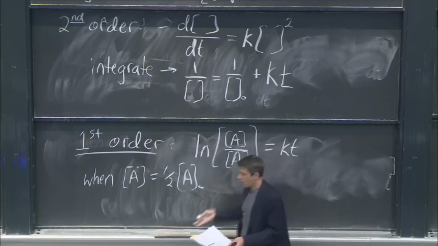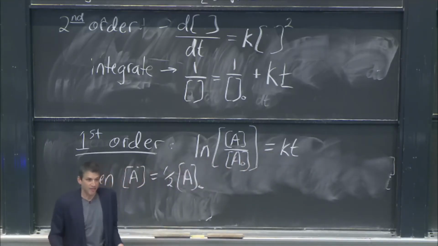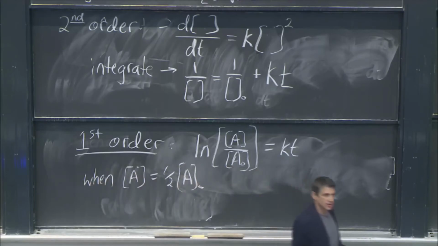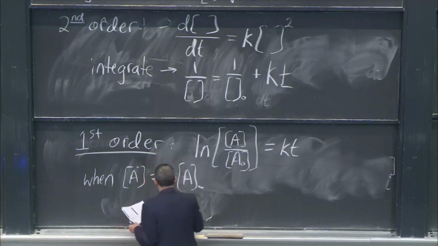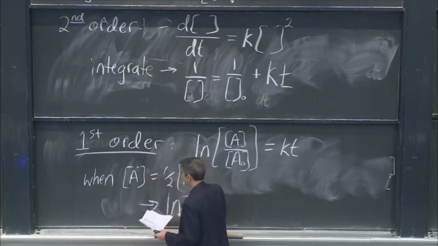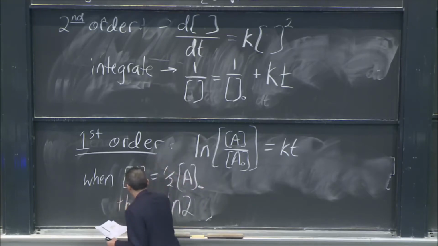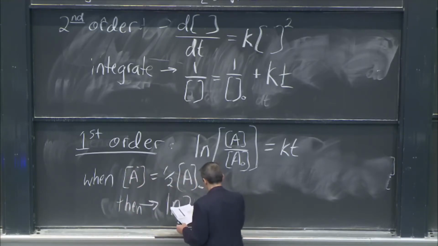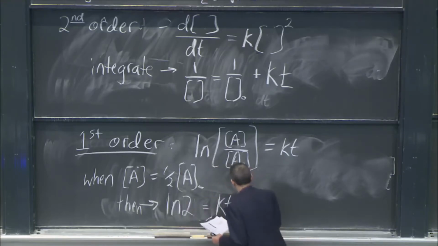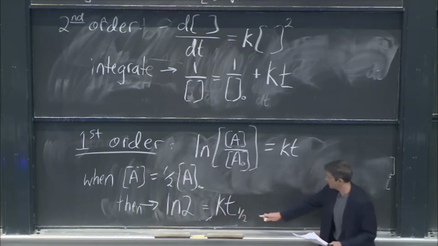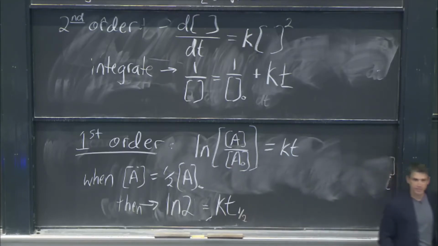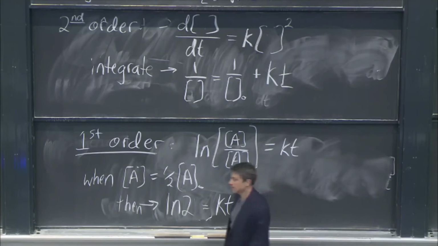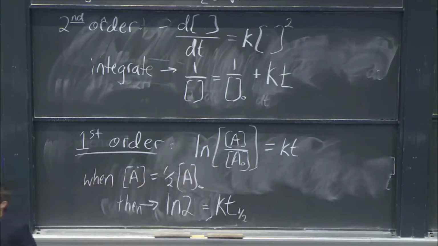So if I want to know how much time it takes to get to half, that's a good thing to know, just in general. How long do I have until half of this is left? Well, then you know that this is going to give you log 2, right? When A equals 1/2 A naught, then log 2 equals KT, and it's not just any time, it's called the half-life. It's the time that it took to get to A being 1/2 of the initial. And the half-life is a very powerful tool.